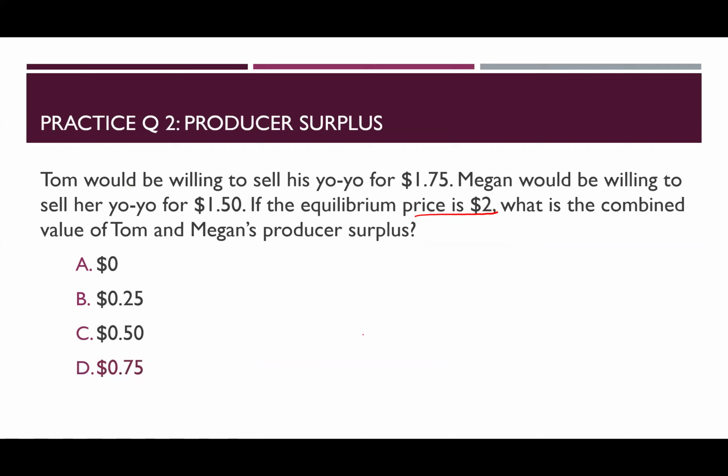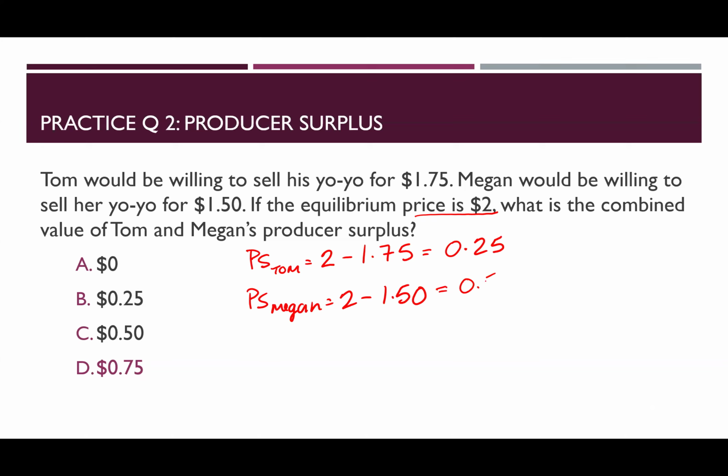To do that, we're going to subtract each of their willingness to sell from that equilibrium price. So for Tom, we'll have $2 minus $1.75, which gets him positive 25 cents of producer surplus. For Megan, we're going to do the same. We'll have 2 minus her willingness to sell, or excuse me, willingness to sell, and so that's $1.50. So we have 2 minus 1.50. That's going to get us 50 cents. Adding those values together, we get 75 cents, and that is our answer.